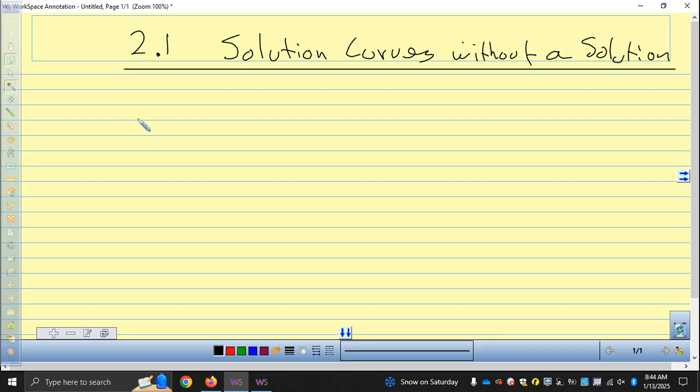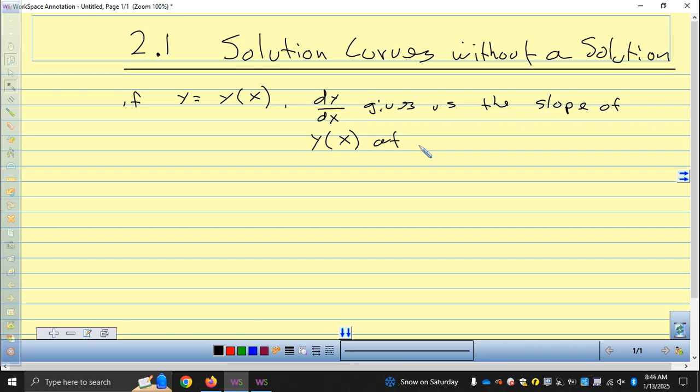All right, and we're relying on the fact that if y is some function of x, then dy/dx gives us the slope of y of x at some point.